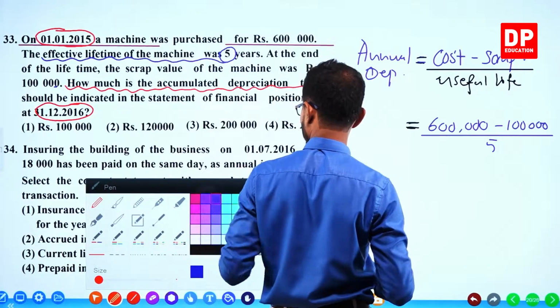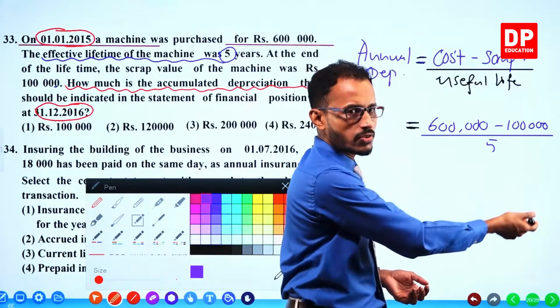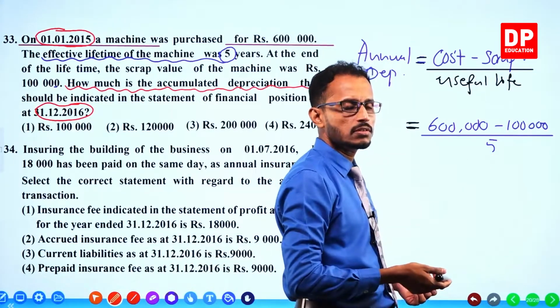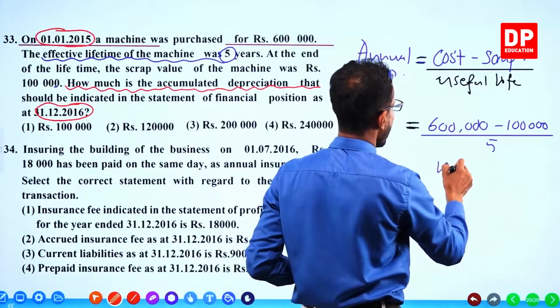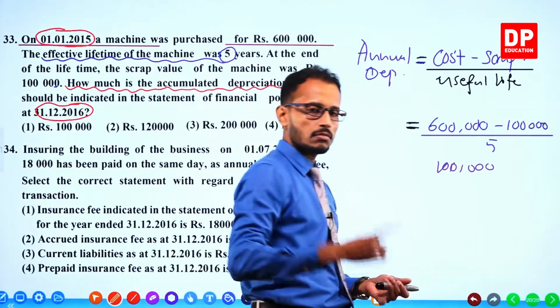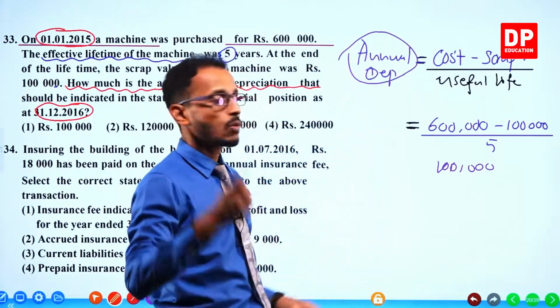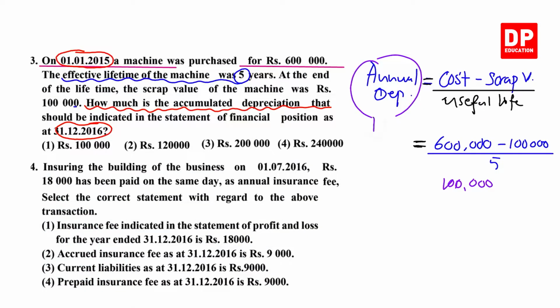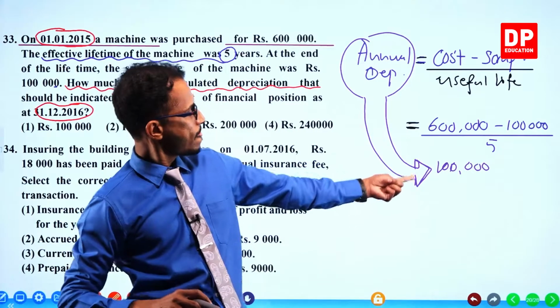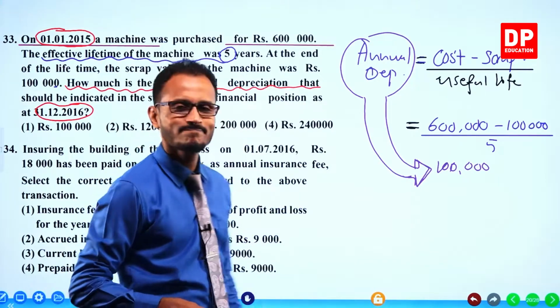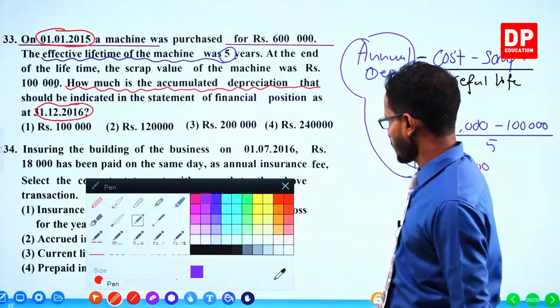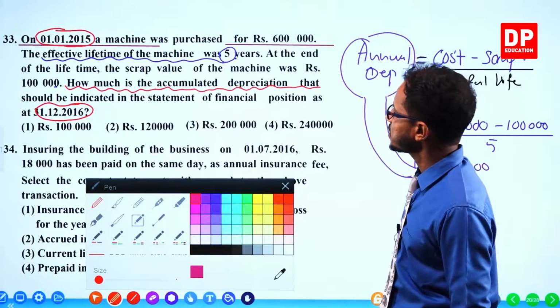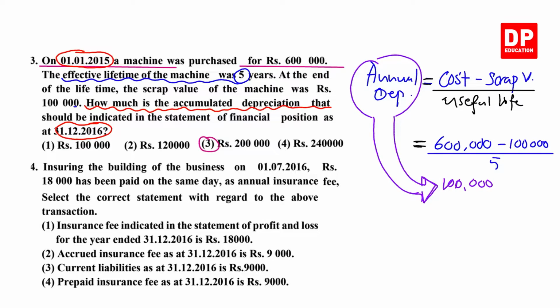Annual depreciation is 600 minus 100, which is 500,000. 500,000 divided by 5 is 100,000. 100,000 is the annual depreciation per year. Annual means per year. For 1 year, 100,000. For 2 years, 200,000. Easy. Do we have the answer? We have the answer. Where is it? It's here, 200,000 is the answer. Next question.